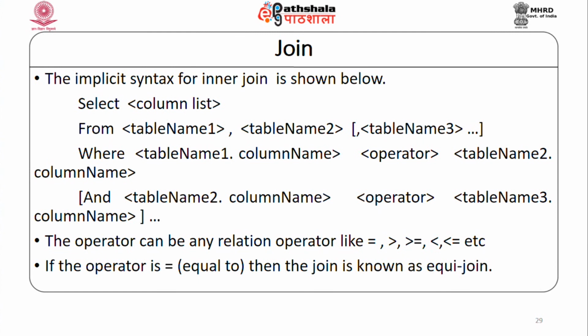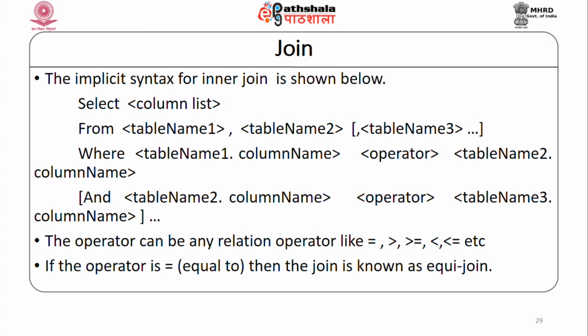Implicit is the older one. As new dialects of SQL come, the SQL standard changes. The most recent one is 2015 or 16. Earlier it was SQL 92, then 99, etc.